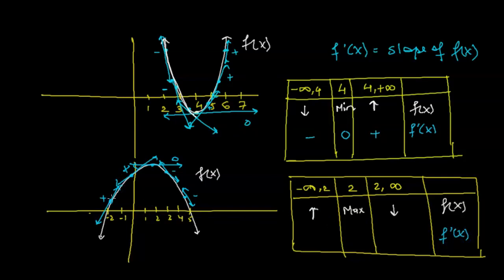It's positive from negative infinity to 2. At the max, we see a zero slope. And after that, we see a negative slope. That means when the original function is increasing, the derivative is positive. When the original function shows us a max, the derivative is 0. When the original function is in a decreasing interval, the derivative becomes negative.